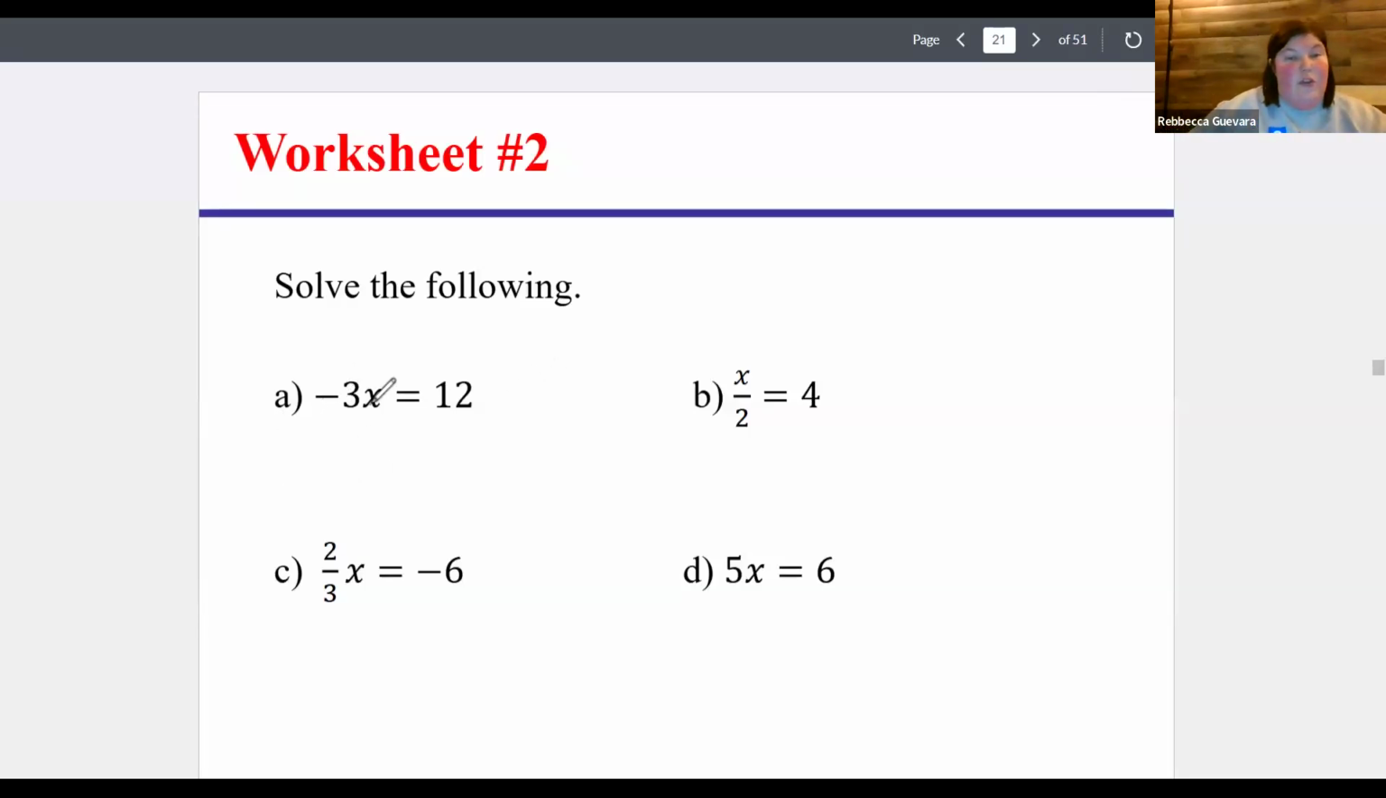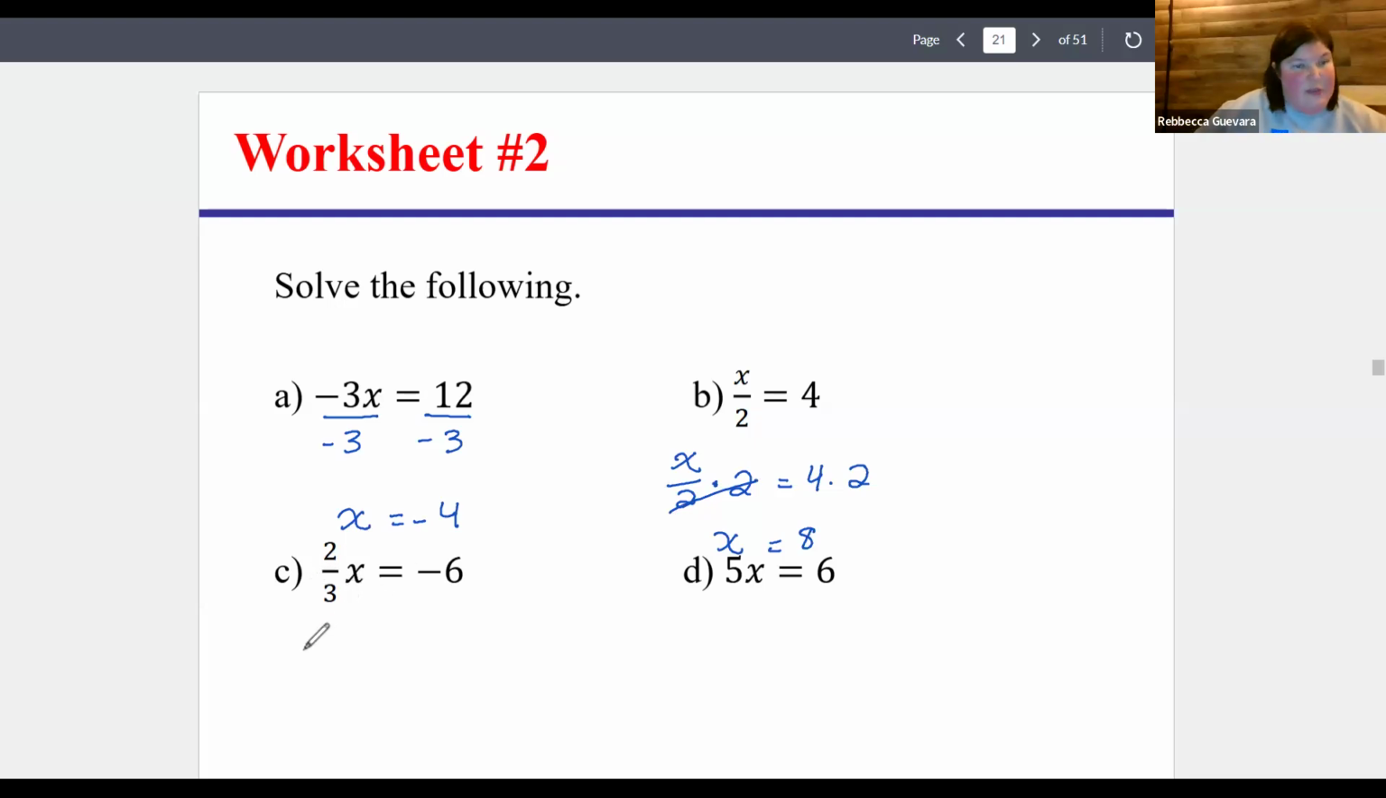Okay, so for A, -3x equals 12. I think the easiest way is that we've got a -3 and we want to get rid of it, so we divide by -3. That cancels. We get 12 divided by 3, which is 4. We only have one negative, so it's -4. For B, we're dividing by 2. To counter the division by 2, I'm going to multiply by 2. So we get x is equal to 8 in this case.